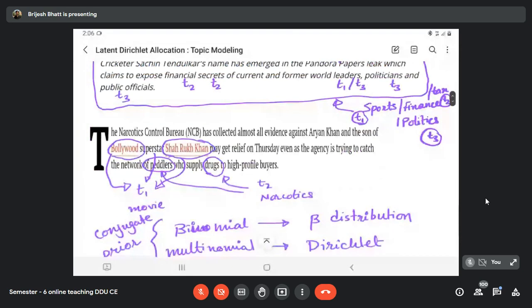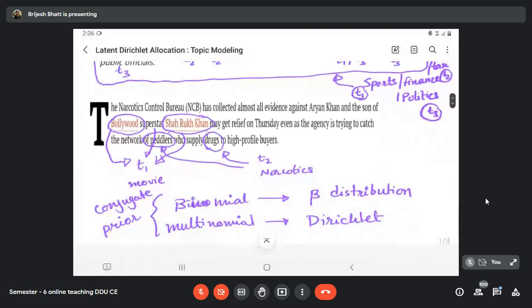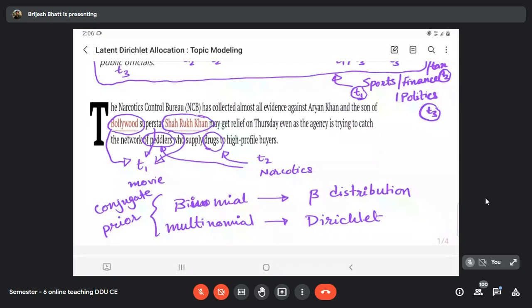Let us take another example. The Narcotics Control Bureau (NCB) has collected almost all evidence against Aryan Khan, the son of Bollywood superstar Shah Rukh Khan, who may get relief on Thursday even as the agency is trying to catch the network of peddlers who supply drugs to high profile buyers.